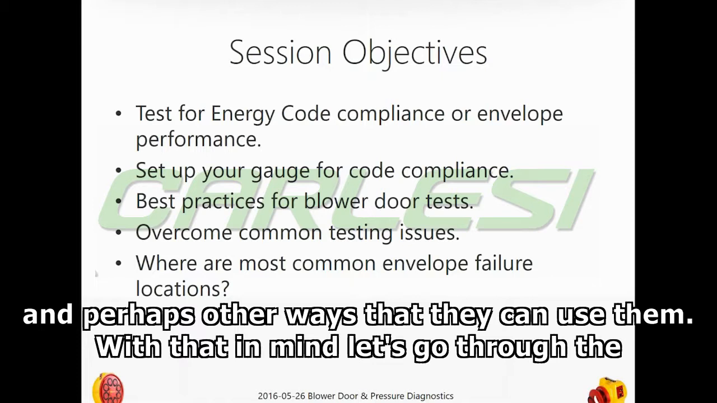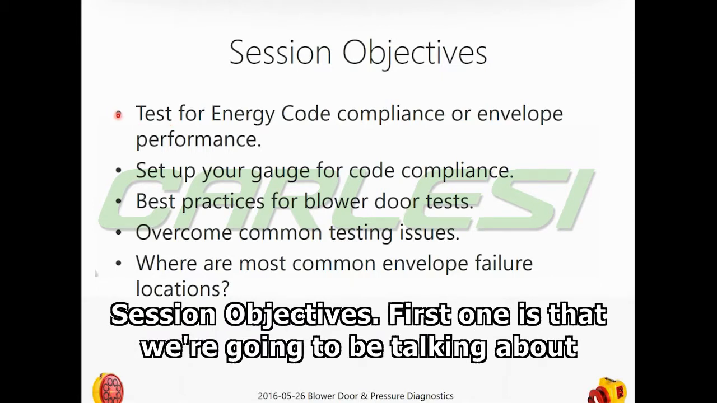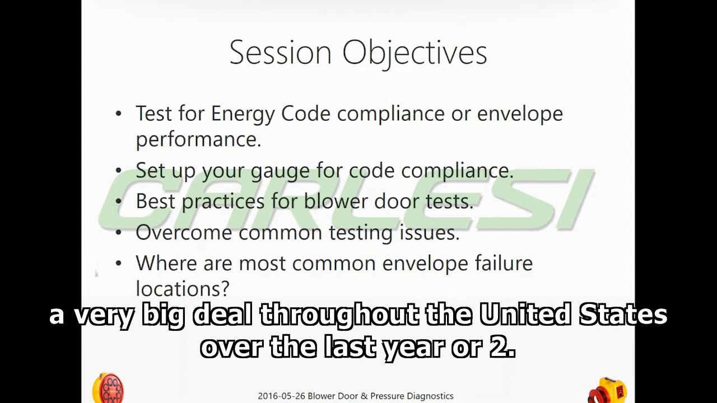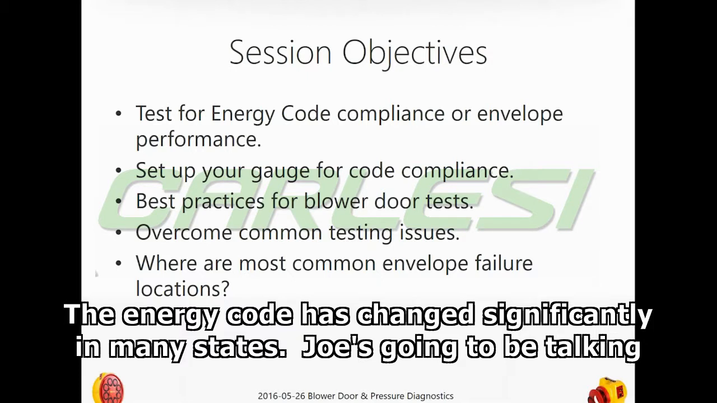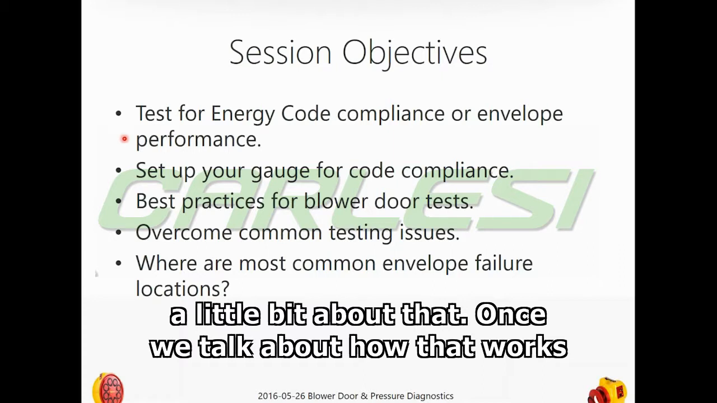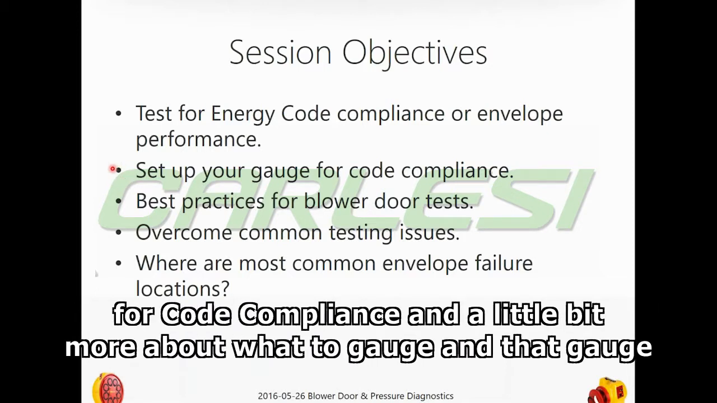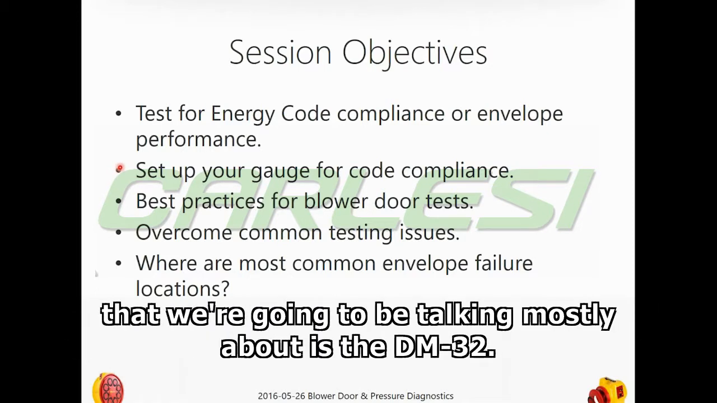So with that in mind, let's go through the session objectives. First, we're going to be talking about testing for energy code compliance or envelope performance, which is obviously a very big deal throughout the United States over the last year or two. The energy code has changed significantly in many states, and Joe is going to be talking a little bit about that. Once we talk about how that works and why that's important, we're going to move on to setting up your gauge for code compliance, and the gauge that we're going to be talking mostly about is the DM32.